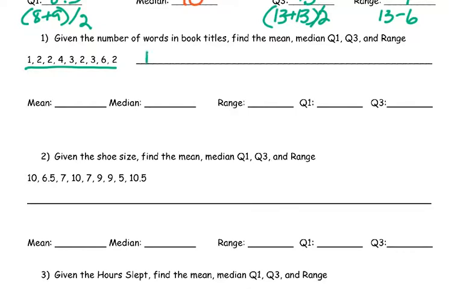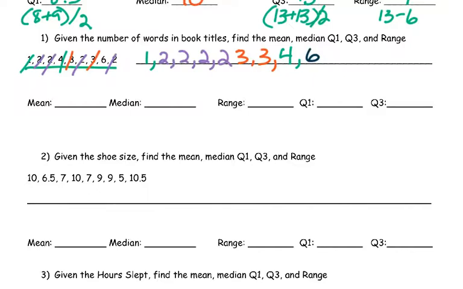1 is my smallest. How many 2s do I have? 1, 2, 3, 4. Then I've got 2 3s. One 4 and 1 6. 1, 2, 3, 4, 5, 6, 7, 8, 9. So add those numbers up, divide by 9. That's going to give you your mean.